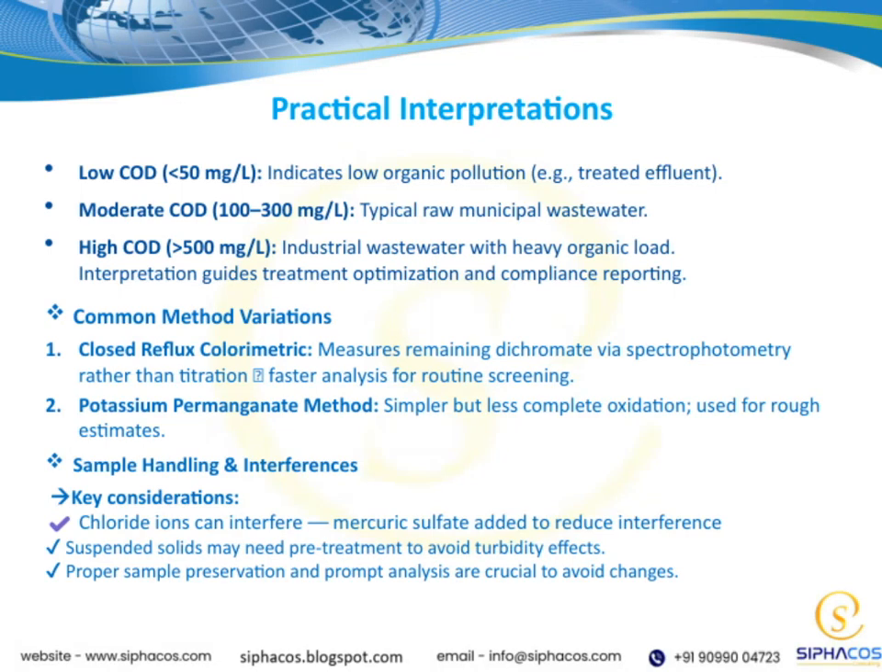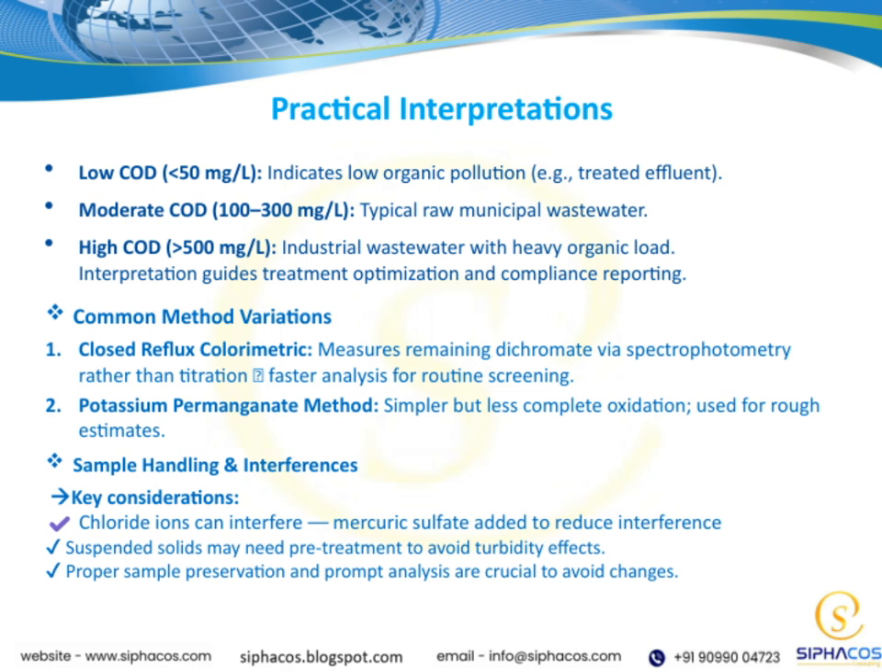When the COD is low, below 50 milligrams per liter, it typically indicates low organic pollution, such as treated effluent that's been properly processed. Moving to the moderate range, between 100 and 300 milligrams per liter, this is what you usually see in raw municipal wastewater, kind of the typical load we expect. And when the COD is over 500 milligrams per liter, that's a sign of industrial wastewater with a heavy organic load, which often requires more intensive treatment. These interpretations are essential because they help us optimize treatment processes and ensure compliance with regulatory standards.